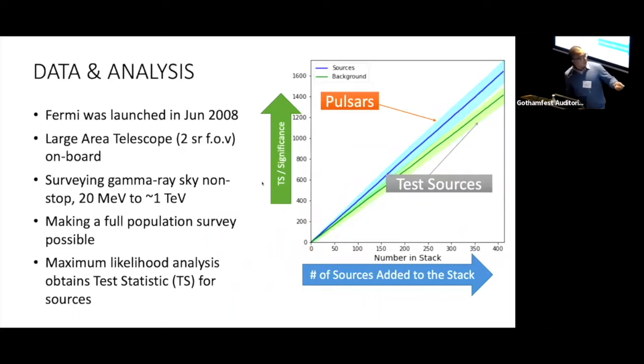I also did the exact same thing for 527 control fields randomly chosen as empty locations across the sky. We can see that there is a significant difference between these two populations, which confirms there should be some signal that we're observing from this population of pulsars.